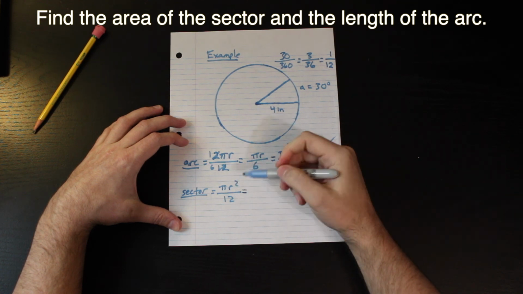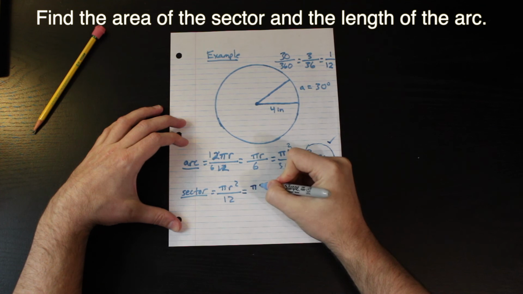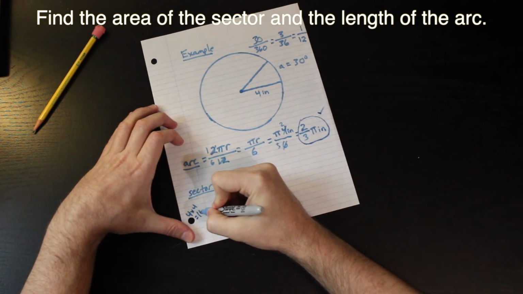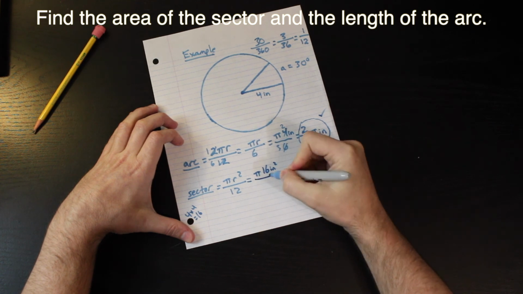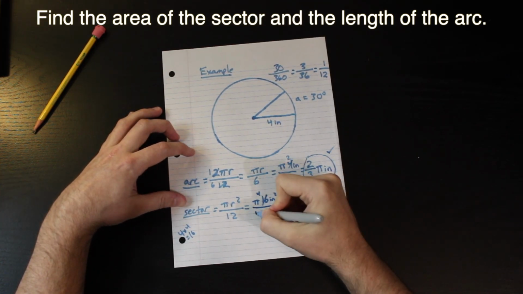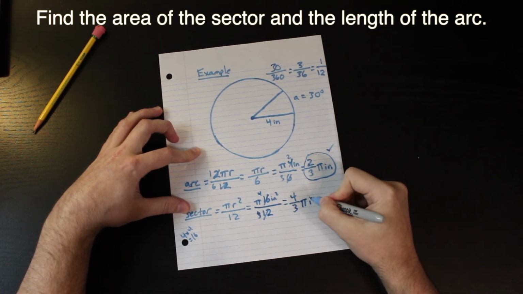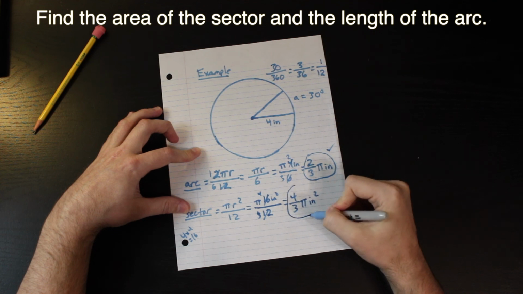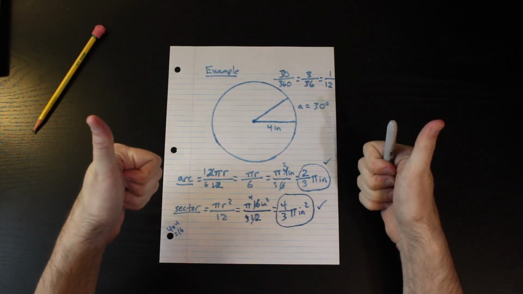Now let's find the area of the sector. Pi times r squared over 12. R squared is 16 square inches. 16 over 12 reduces to 4 over 3. Leaving pi as pi gives us 4/3 pi inches squared. We're done!